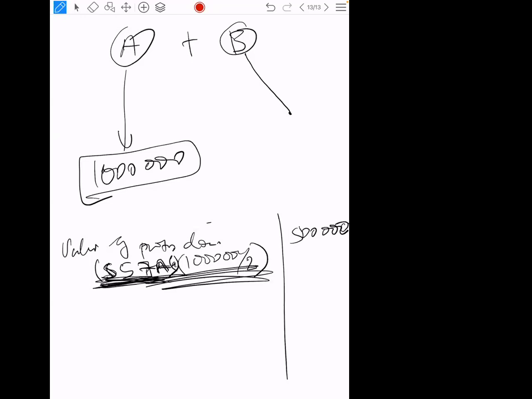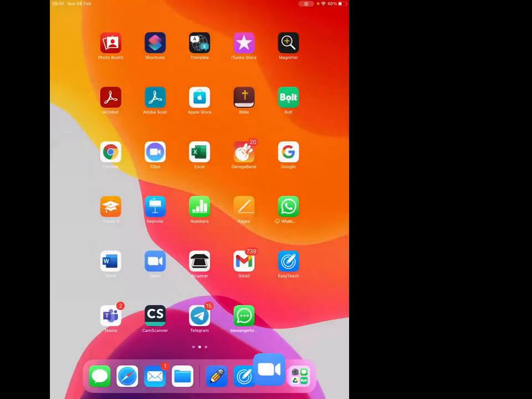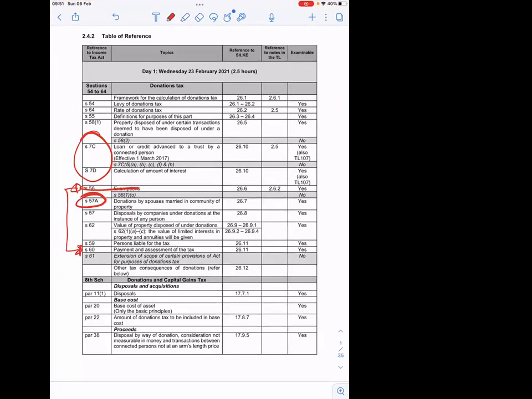Clear? So read carefully. Don't see marriage in community of property and jump and conclude. You still have to verify if it's included in the joint estate or not. Right, so it was a short and sweet section there that we had to look at. No much stress. Done.